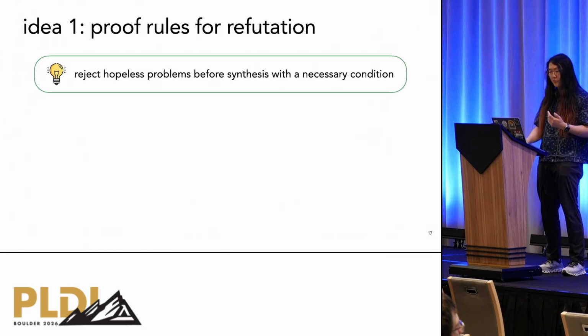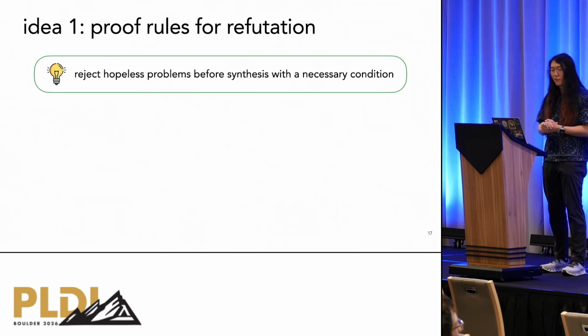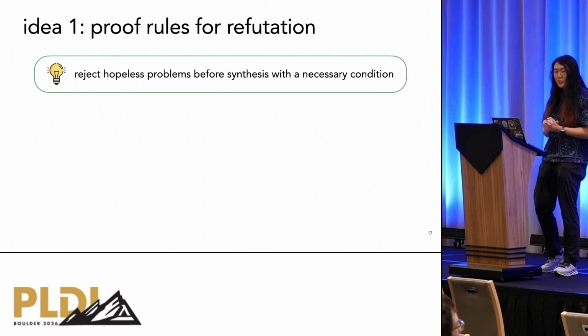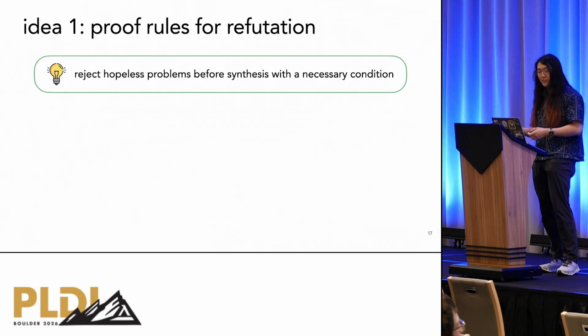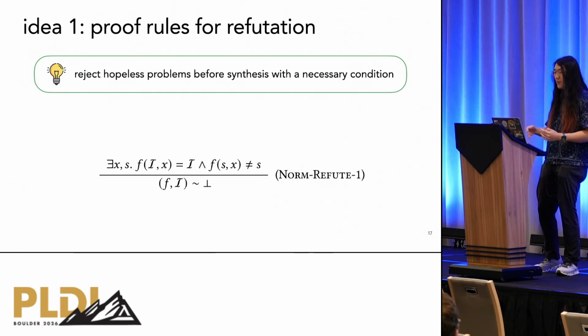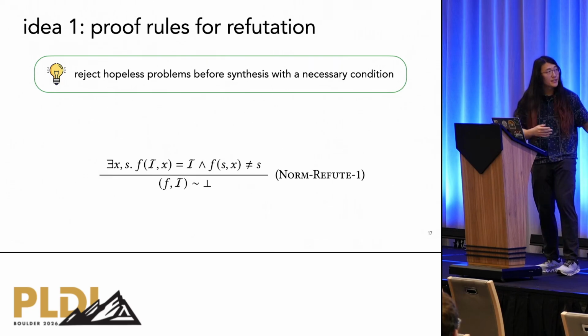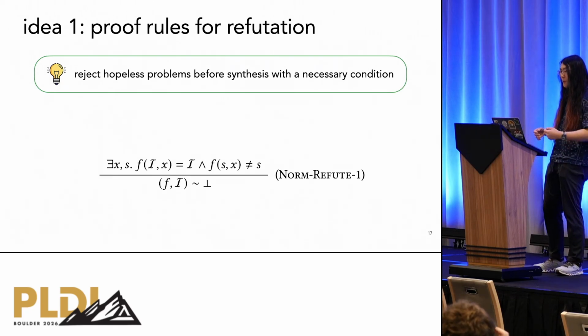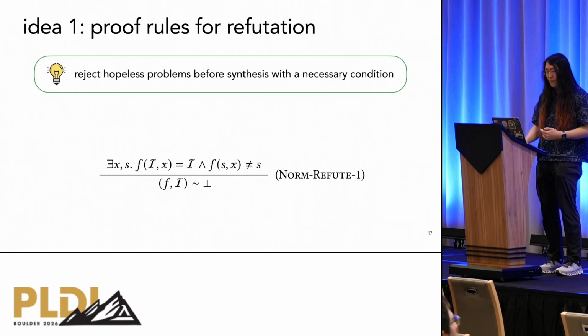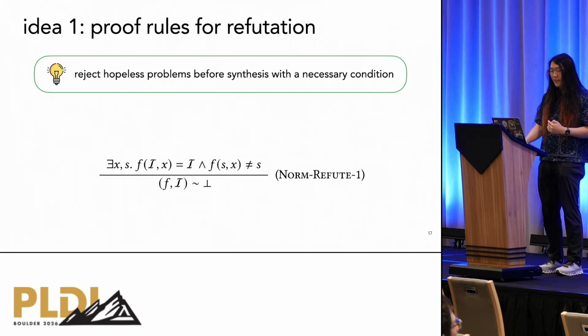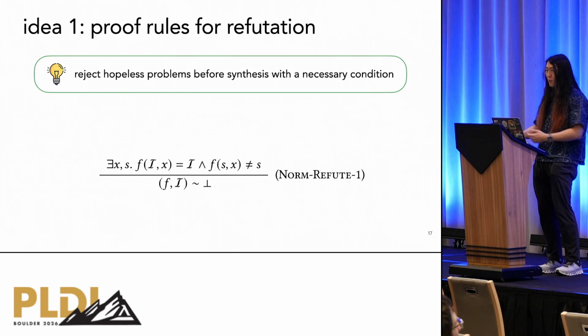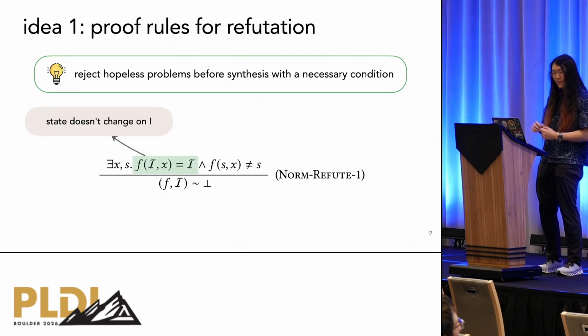Let me start with the first idea. The first idea is the proof rules for refutation. We want to reject hopeless problems before synthesis, and we design a series of necessary conditions. As an example, here is the condition we're using to showcase. This basically describes the case where the accumulate function is inconsistent and cannot support a merge operator. Let me explain this in detail.